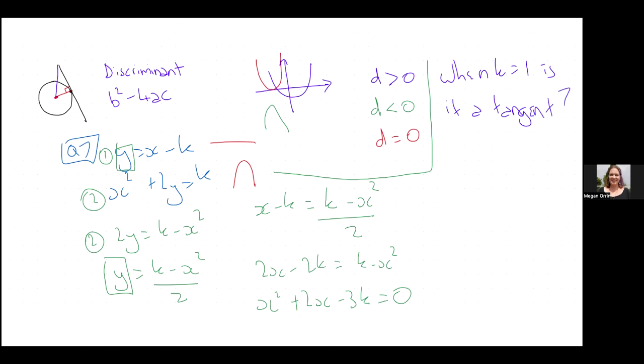Oh, sorry, that's not what you're being asked to do. I'm reading the wrong question. When k is 1, this is not a tangent line. So when k equals 1, the lines intersect at points A and B. What are the coordinates?